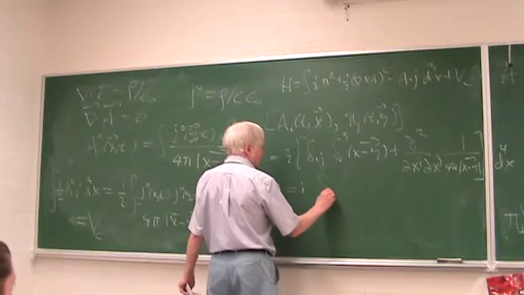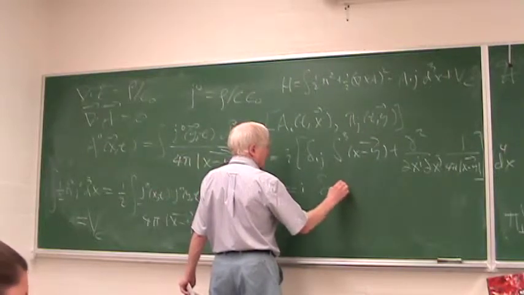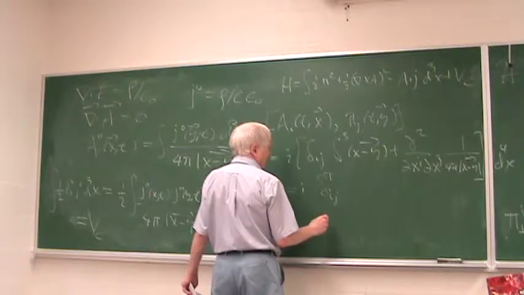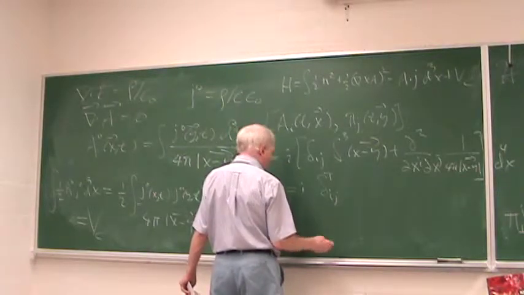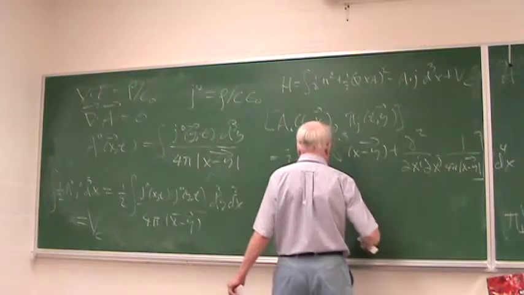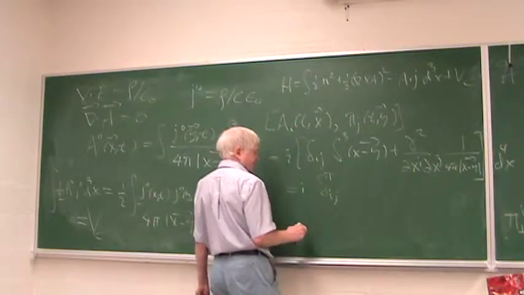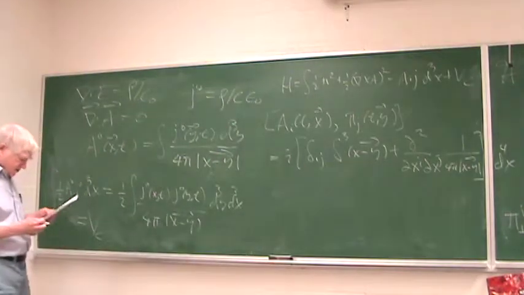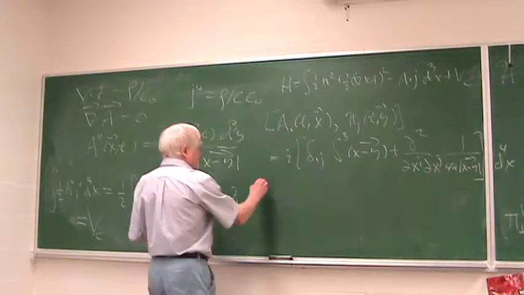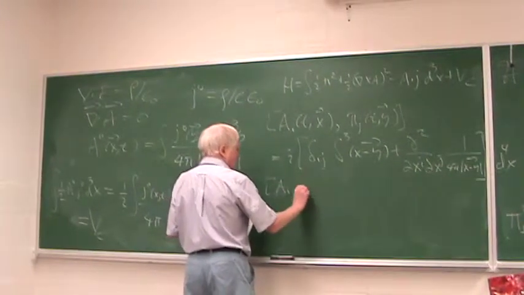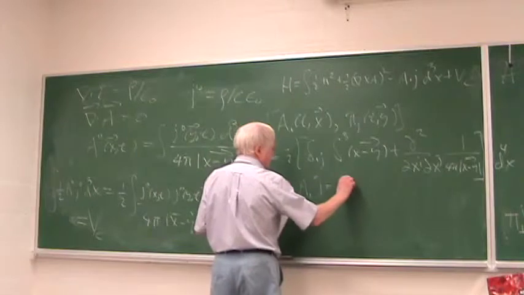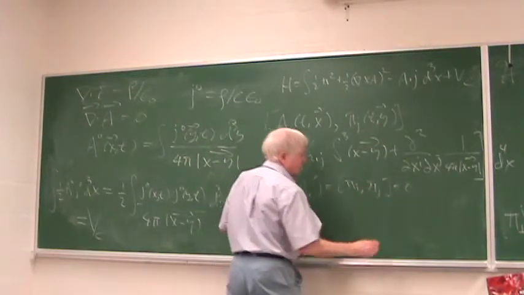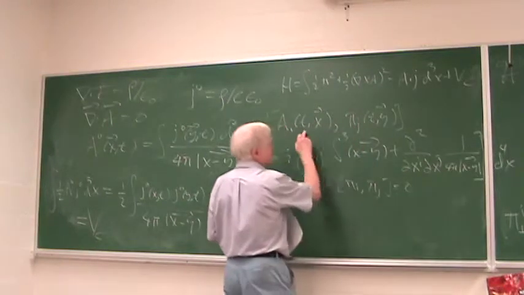Delta ij transverse. Well, I don't even know how to say it. Anyway, it's called the transverse delta function. I can't even think of a good notation for it. On the other hand, we do have [A_i, A_j] equal to [pi_i, pi_j] equals zero at equal time. Notice these were at the same time.